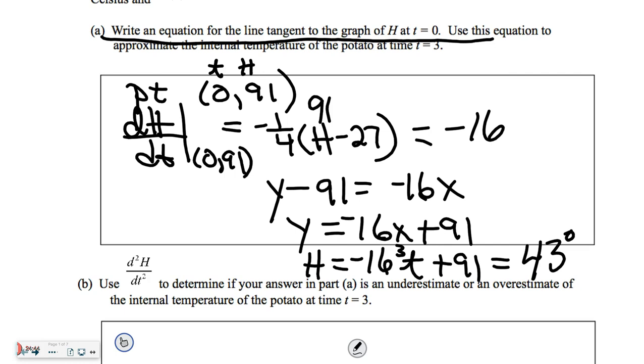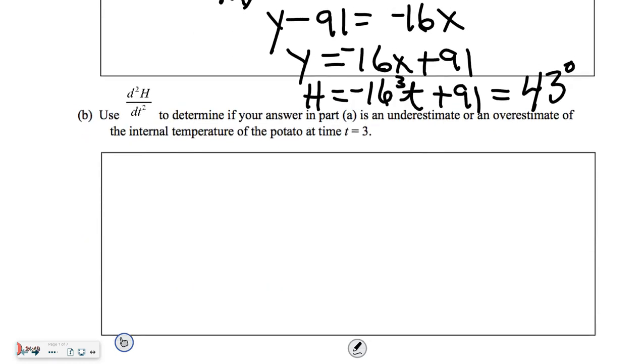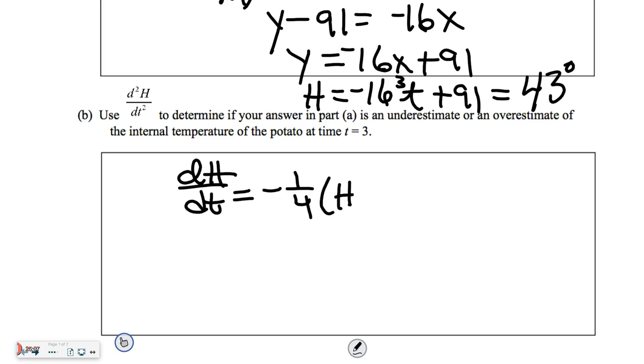And then came the second question. All right. What does that mean? Find the second derivative. I would write it out formally. I would write dH dt down. It was negative 1/4 (H minus 27). You guys have the paper copy. H minus 27.